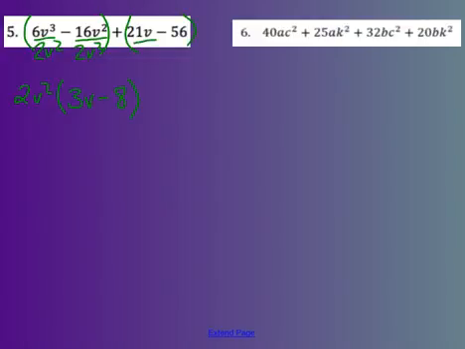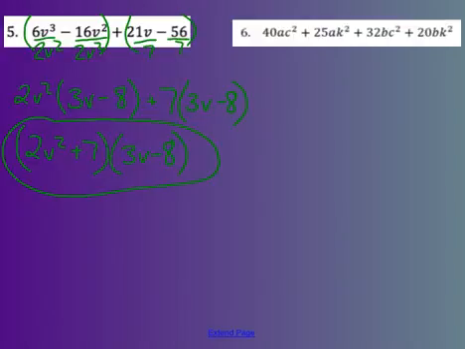21 and 56. I'm thinking just 7 because that's going to be plus. I bring my sign down, 7. This will be 3v minus 8. So what do I have? 2v squared plus 7, and then 3v minus 8. So that's factoring by grouping. Okay, so we need to be able to do that.